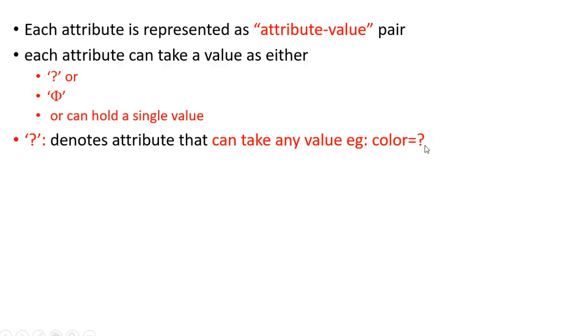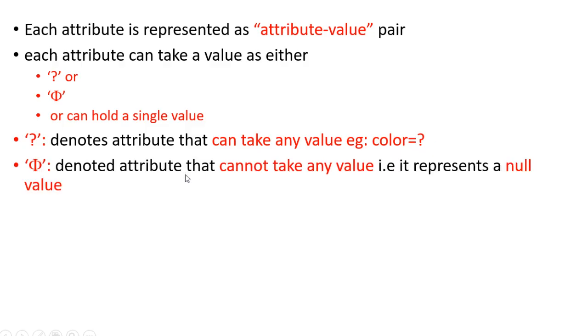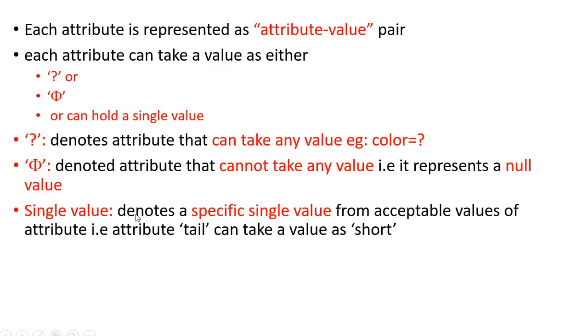If I say color is equal to question mark, it can take any value. If I say attribute is equal to null value, that means it cannot take any value, no values. It's a null value, not even 0. So this is a null, right? So that means it cannot take any value, not even 0, right? It's a null value.